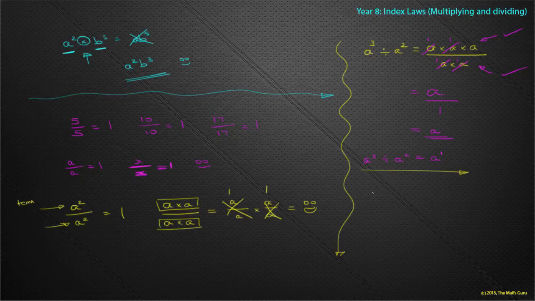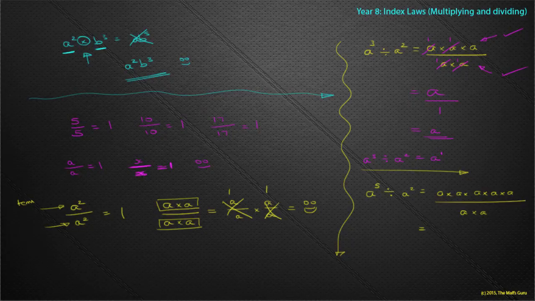So let's try a different example. Let's do a to the power of 5 divided by a squared. Well, we'll write that out longhand: a times a times a times a times a.